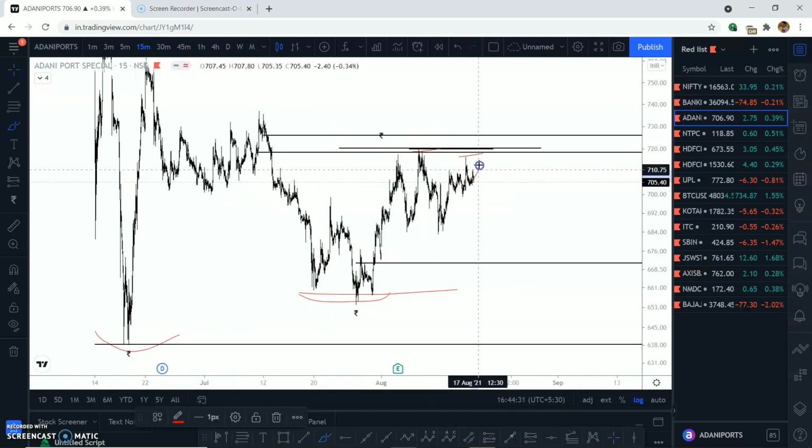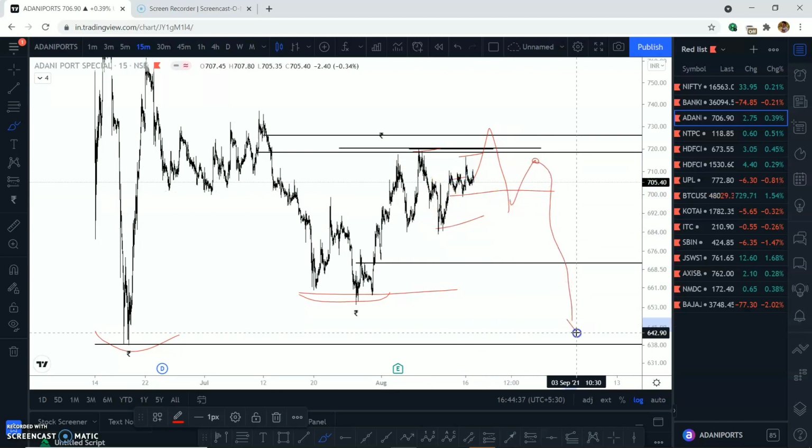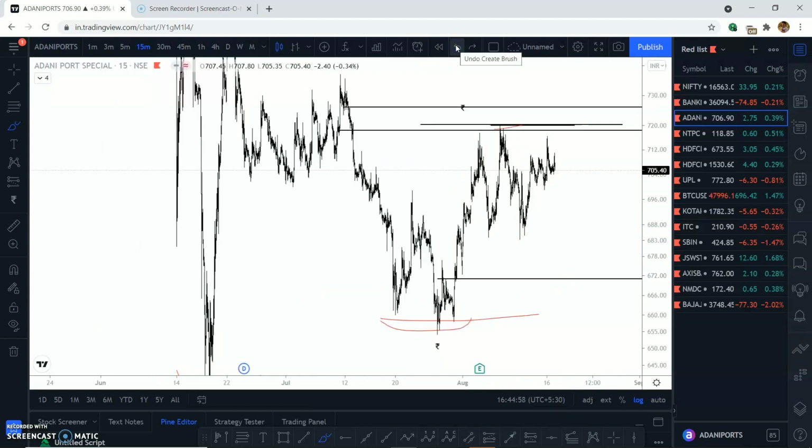I need the prices to give a fake out, come back, and break this structure. This is where I am looking for a pullback and then a short. Once this breaks, only then am I bearish in this scenario. At present I am neutral, but yes, more to the side of bearishness. So I can look for a selling opportunity here, or a pullback selling opportunity from here. This is what I'll be doing. Okay, perfect. I hope you guys understood this.